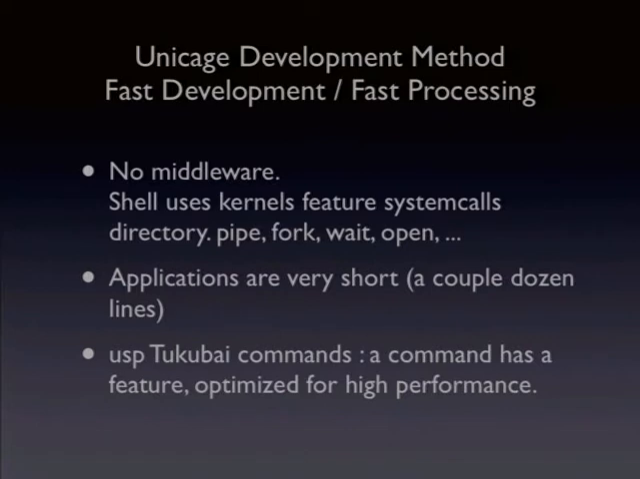So why is the Unicage development method so fast? No middleware, no Oracle, no database. The shell uses kernel features directly, called pipe, fork, exec, wait, open. So with no middleware, it realizes fast processing. And applications are very short, a couple dozen lines, very, very short.